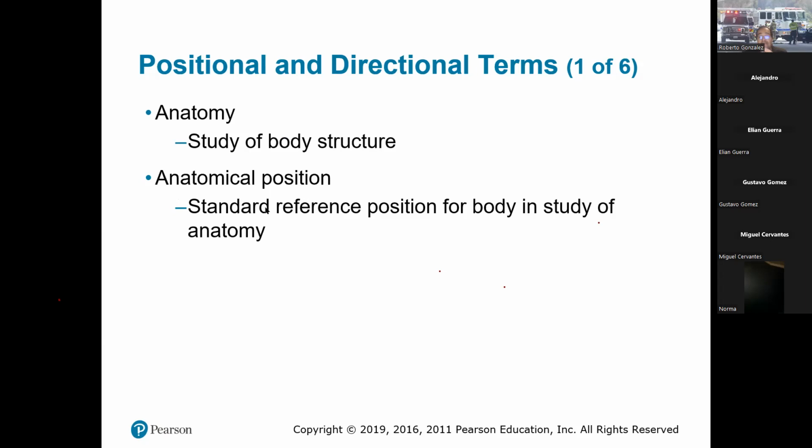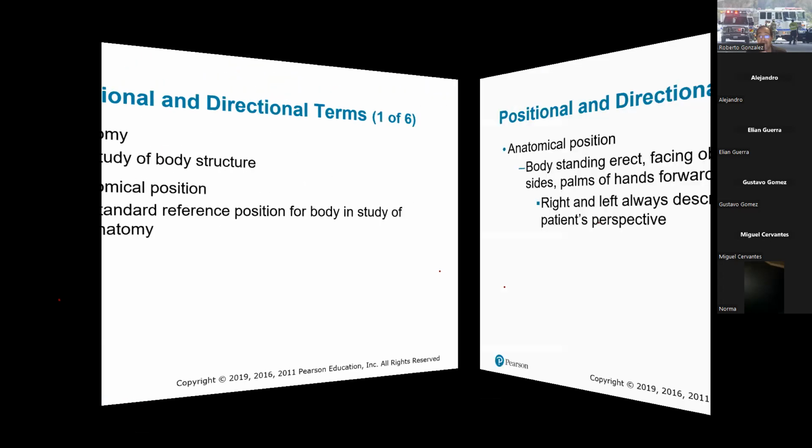Anatomical position is the standard reference position of the body in the study of anatomy. So the heart's retrosternal, slightly to the left. The lungs are bilateral on each side of the medial line of the chest. And then, of course, we deal with the location and what they look like.